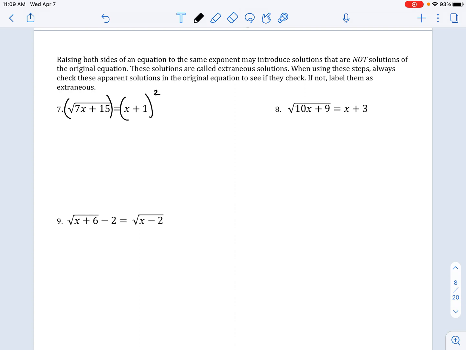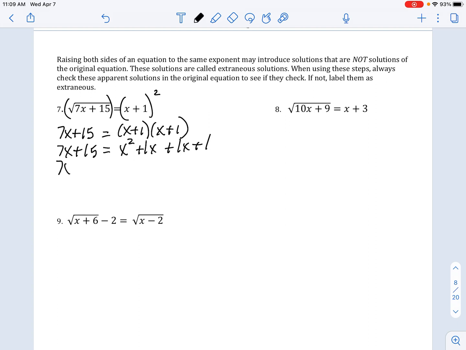Now, when you square the left side, you just undo the square root. That's 7x plus 15. But when you square the right side, you write it twice, because to square a binomial means to write it twice. Then you do FOIL, or double distributing. So that's x squared plus 1x plus 1x plus 1. X squared plus 2x plus 1.